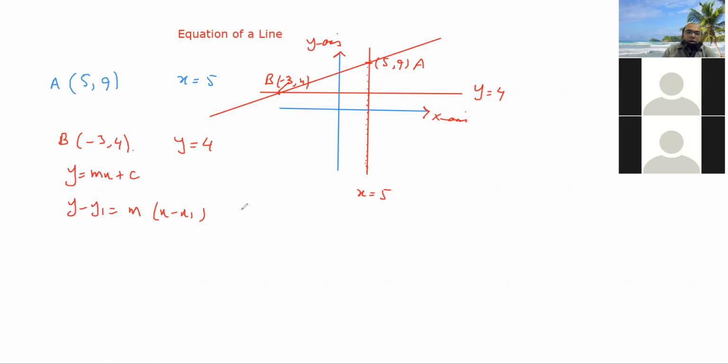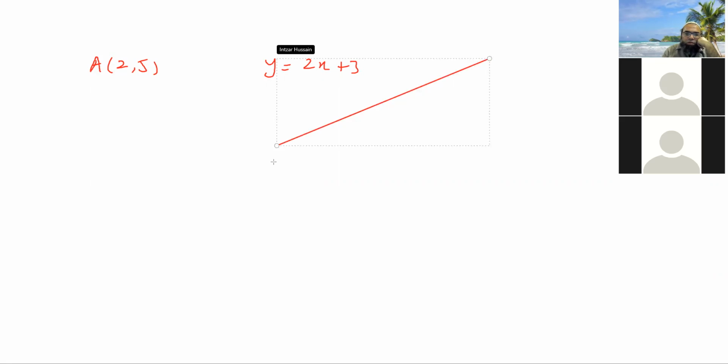Now when you go further into this equation of line topic, you can be given the situation that, suppose we have a point A which is 2, 5, and there is a line, let's say y equal to 2x plus 3. Suppose this line is like this, this is the line y equal to 2x plus 3, and there is the point A here, which is 2, 5. Now these diagrams are not supposed to be correct, I'm just drawing this at random at any point.